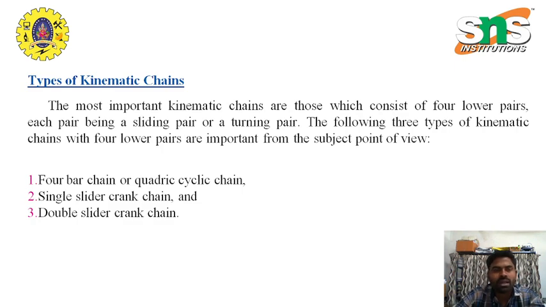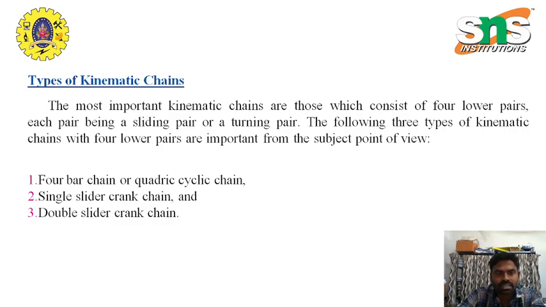Next we have different types of kinematic chains or inversions. The most important kinematic chains are those which consist of 4 lower pairs, each pair being a sliding pair or turning pair. If you take a 4 bar chain, it may be either a sliding pair or turning pair. The following 3 types of kinematic chains with 4 lower pairs are important. In the first one, we take a 4 bar chain or quadric cycle chain. This is the 4 bar chain, and after that we have inversions.